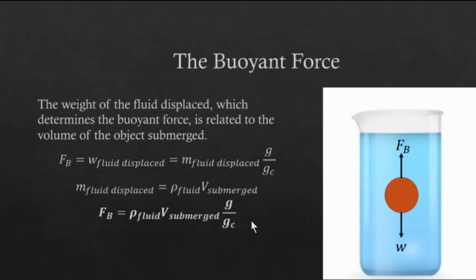As you can see in this formula, the buoyant force is independent of the depth of the object in the liquid. That means that as long as this object is fully submerged, whether it is at the middle of the beaker, at the top of the beaker, or at the bottom of the beaker, the buoyant force exerted is still the same, because the buoyant force is only reliant on the property of the fluid, which is density, and the volume of the sphere submerged.